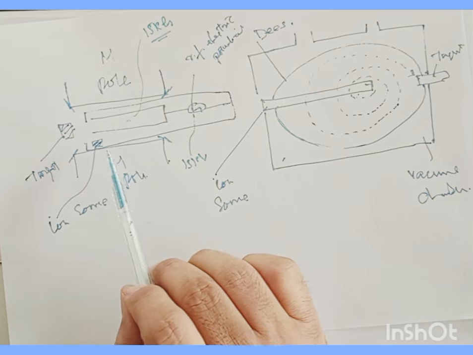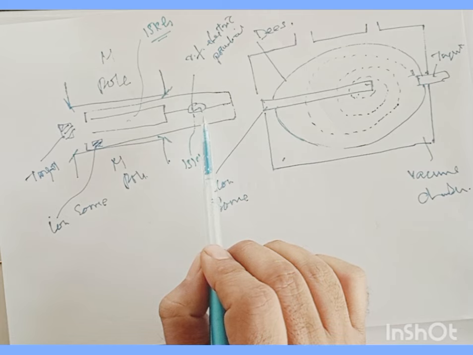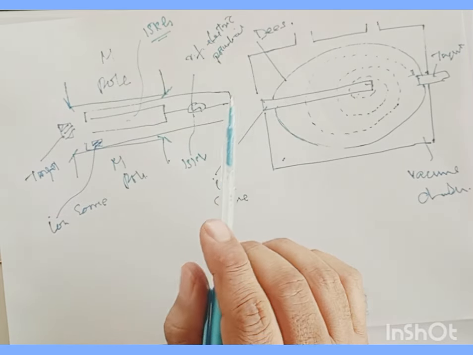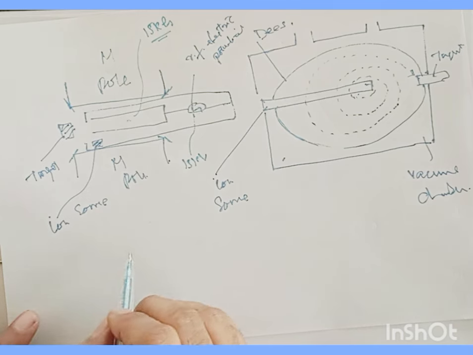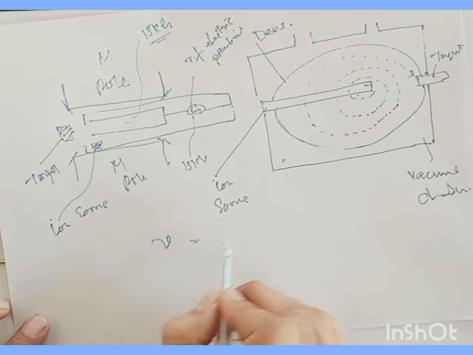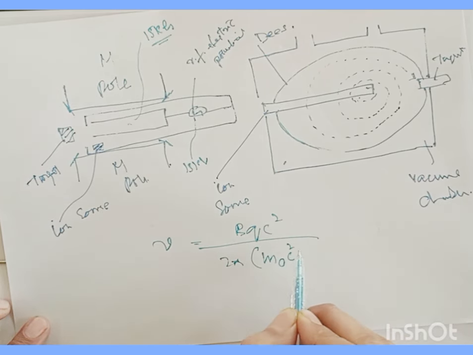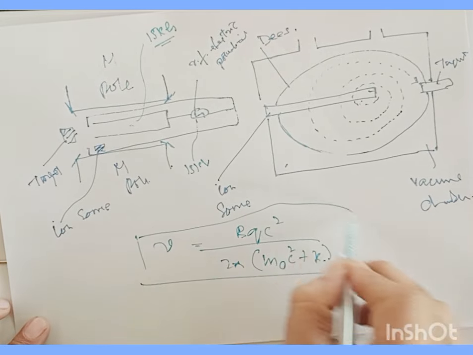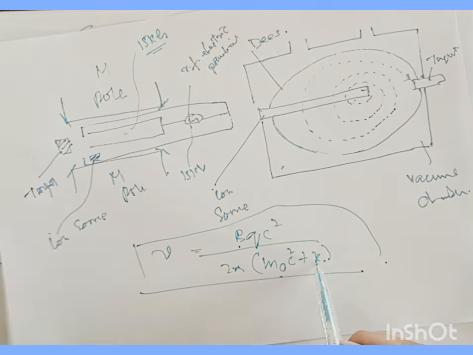At the same time, due to relativity, with small values of this RF field and phase oscillations, they complete several hundred revolutions. Now, the principle of working of this synchrocyclotron: the frequency of revolution is BQc squared by 2 pi times (m naught c squared plus K), which was already obtained. All the symbols have their usual meanings. B is the magnetic field, Q is the charge of the ions that have been used, m naught is the rest mass of these particles, and K is the kinetic energy. This equation is in the MKS system.